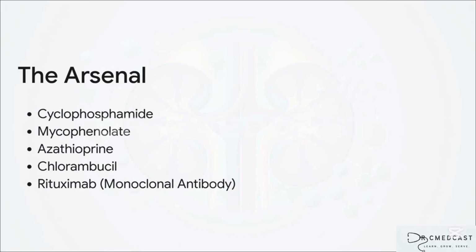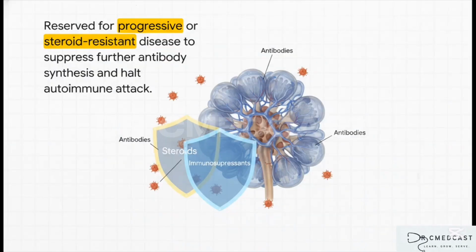So here's a look at our immunosuppressive arsenal. These are generally our second-line agents. We have drugs like cyclophosphamide, anti-metabolites like mycophenolate and azathioprine, which stop immune cells from multiplying. And we even have advanced biologic agents like rituximab, which is a monoclonal antibody that specifically targets and eliminates B cells, the cells that make pathogenic antibodies. Now, we don't use these drugs lightly. Their indication is very specific. They're for patients with progressive disease that isn't responding to steroids. The whole goal with these agents is to shut down the autoimmune process at its source by stopping the production of the very antibodies that are causing all the damage in the first place.